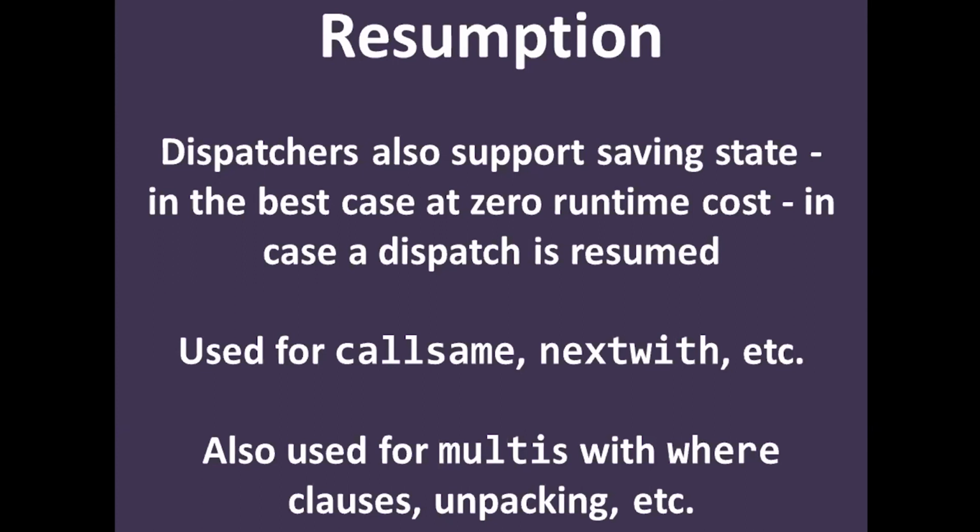It's only if we actually use callsame that we go back and say, well, we need to know what the original method and the original arguments were, so we can figure out what method to go to next. And that is how we end up being able to do much better at those features. How the resumption works is a talk in itself, so we won't go there today.